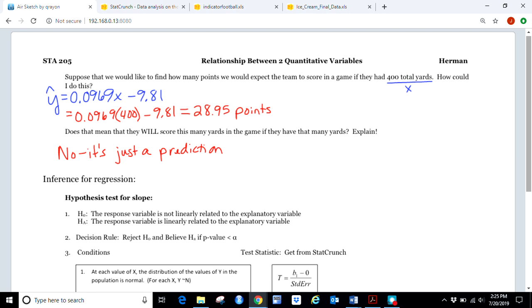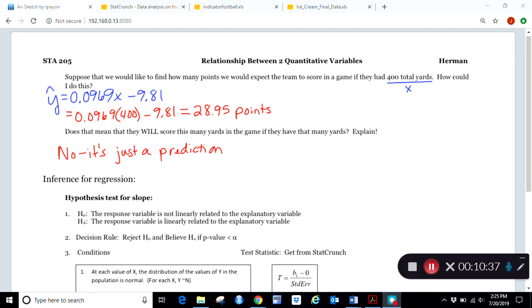All right, so there's an intro example to understand slope and intercept. In the next video, we're going to start talking about the hypothesis testing for our relationship between two quantitative variables.